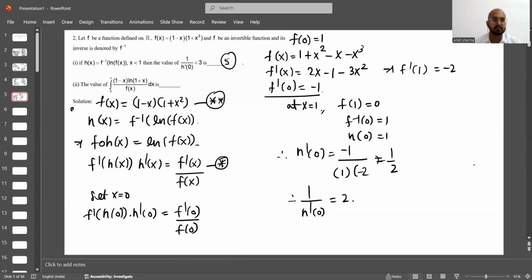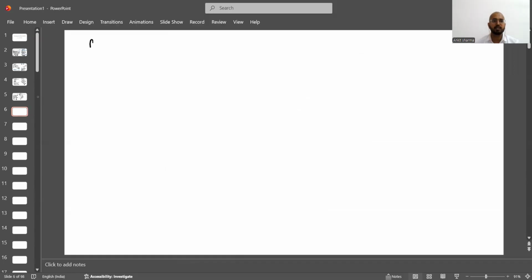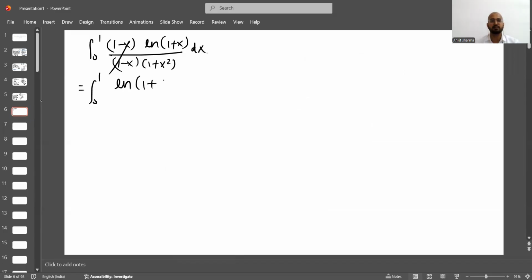And then the next part in this question would be to integrate 0 to 1 of (1 minus x) into ln of 1 plus x over, we have f of x. So f of x is 1 minus x into 1 plus x square dx. So of course this gets cancelled. This gives me 1 plus x over 1 plus x squared dx.